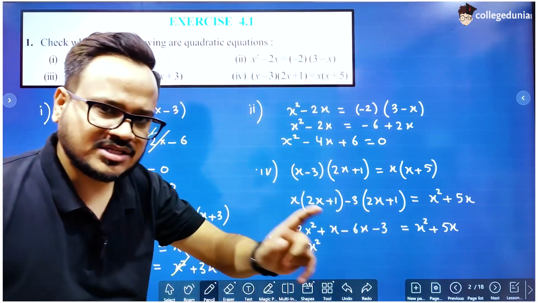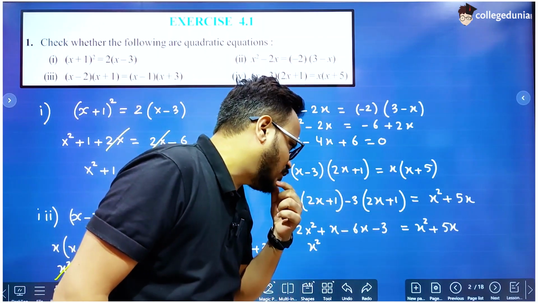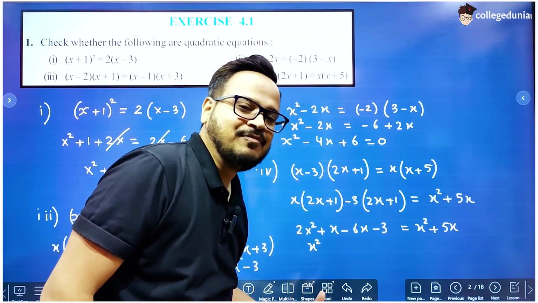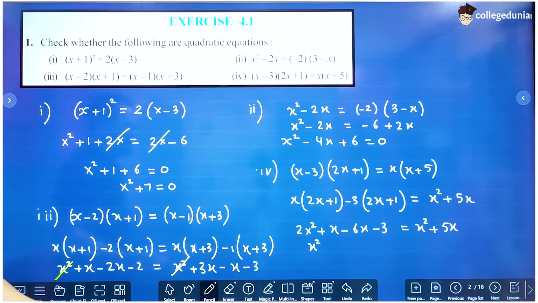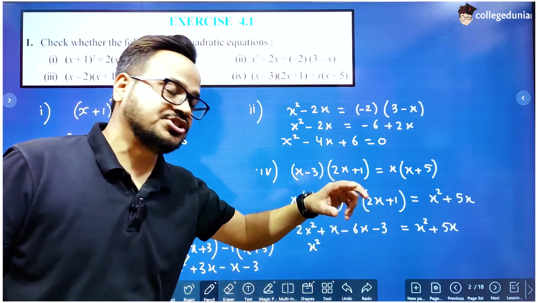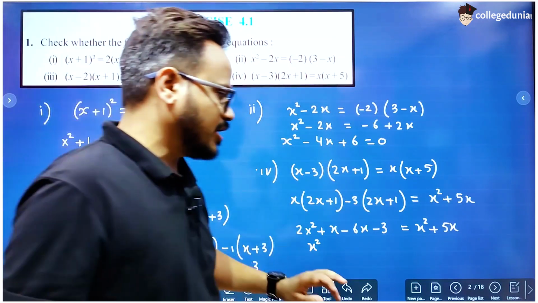So 2x square minus x square is x square, and now there is no term with x square which is left, and we still have x square. So that means the final form of this equation will have an x square term, and there won't be any term whose degree is more than 2. So we can leave it here. We can clearly see that this is a quadratic equation.